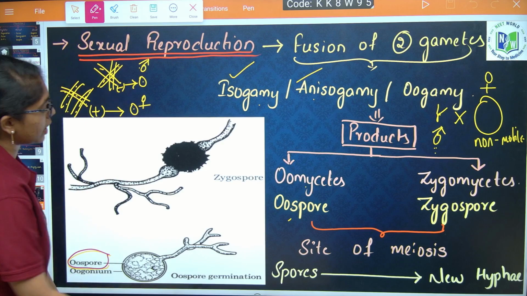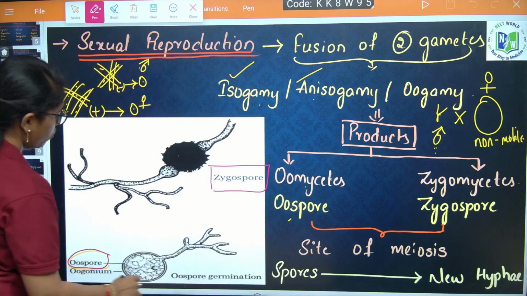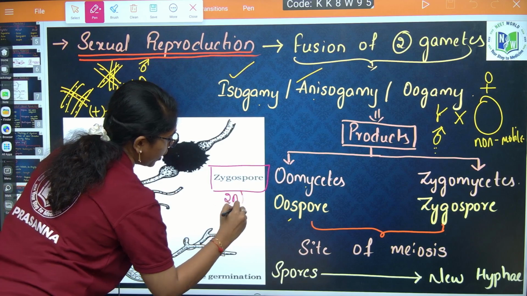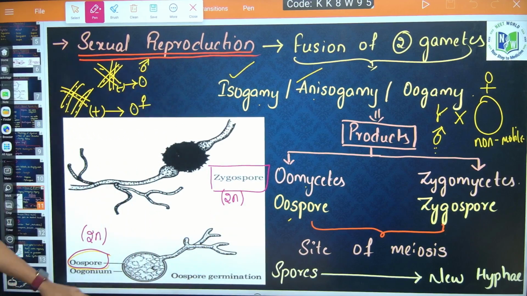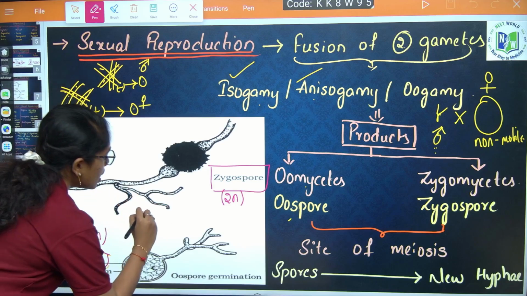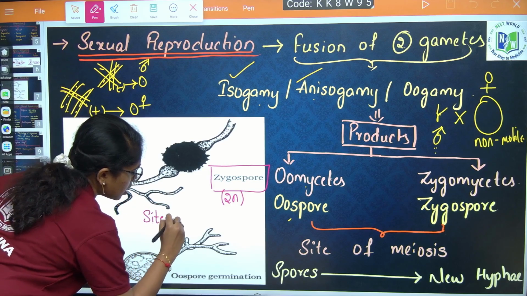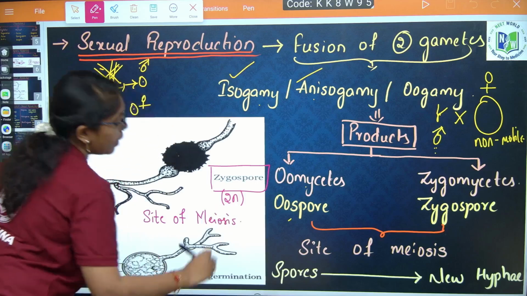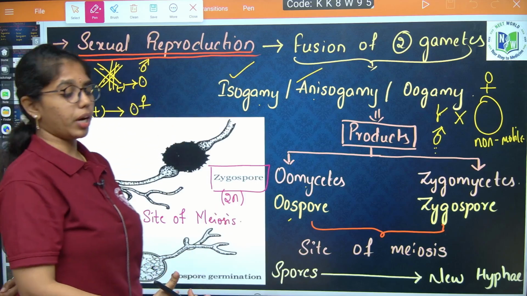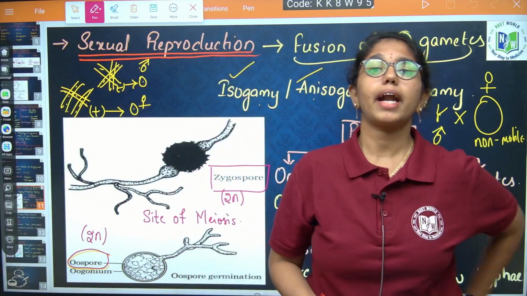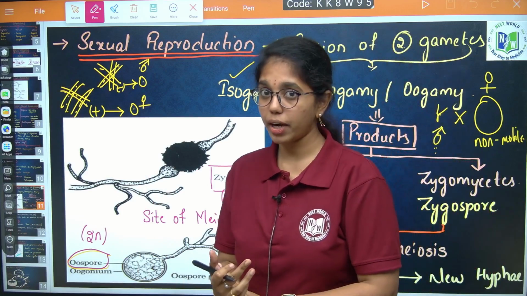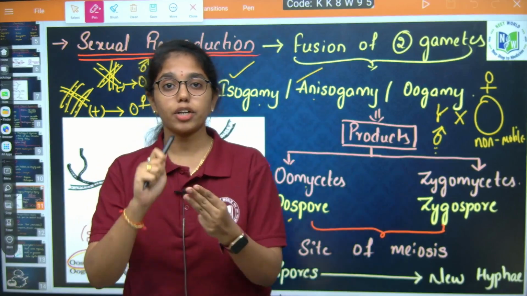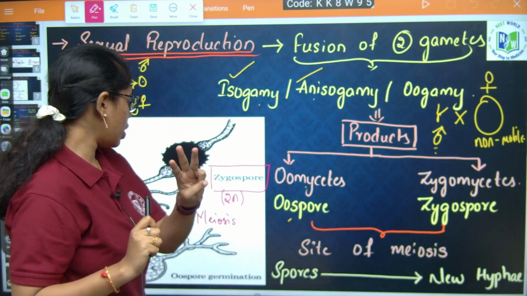Under Zygomycetes, it is the zygospore. So both oospore and zygospore are what? Diploid. Oospore and zygospore are diploid, and these are the site of meiosis. Site of what? Meiosis. So when we discuss reproduction in brief, we have learnt that there are three stages of sexual reproduction: one is plasmogamy, second is karyogamy, and third is meiosis.